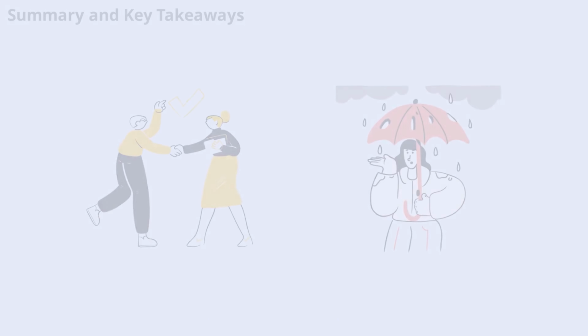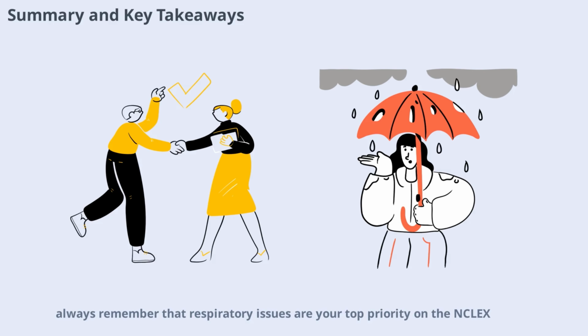To wrap up, always remember that respiratory issues are your top priority on the NCLEX. Use the ABCs, airway, breathing, circulation, to guide your decisions and apply common sense to every scenario. Recognize the signs of respiratory distress, act quickly, and never let less urgent issues distract you from life-saving interventions. With these principles, you'll be well prepared to tackle prioritization questions on your exam and provide safe, effective care in your nursing practice.